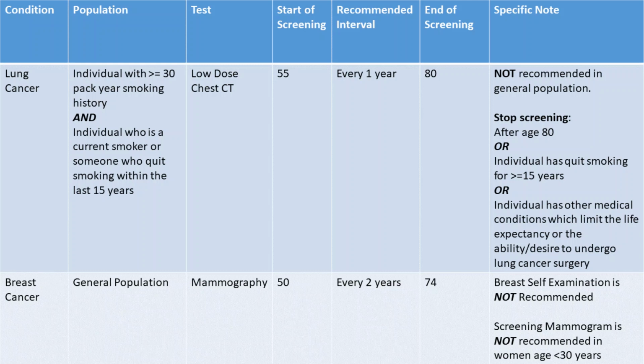The screening modality is a low dose chest CT scan, and the age at which we start screening is 55 years, and screening is done annually. We stop screening for lung cancer after the age of 80, or if the individual has quit smoking for greater than or equal to 15 years.